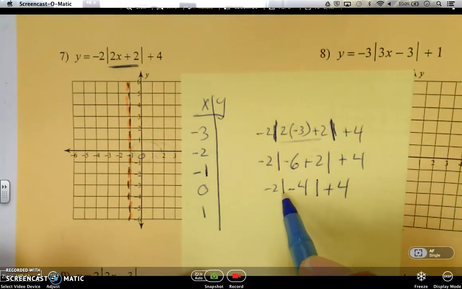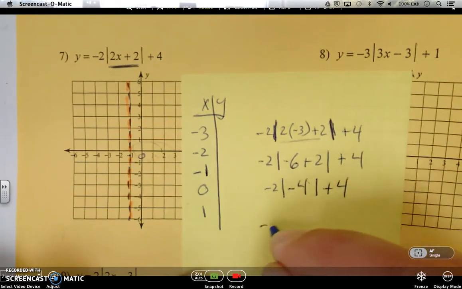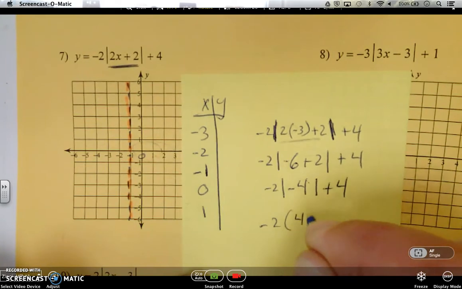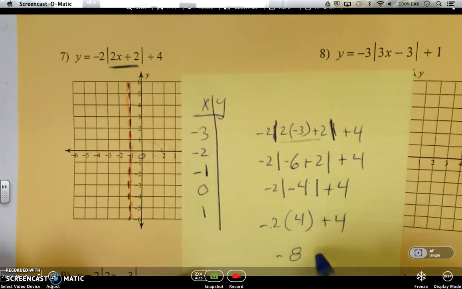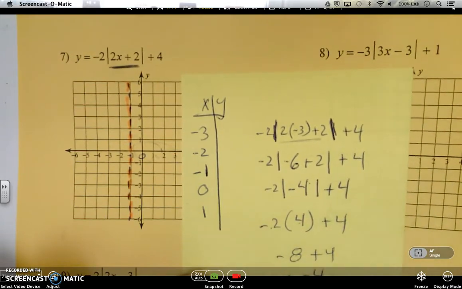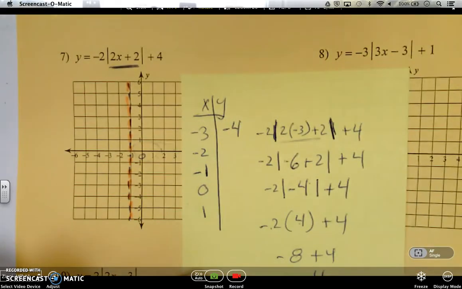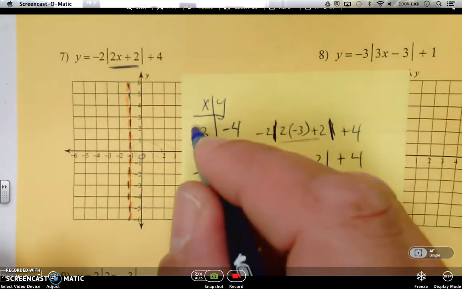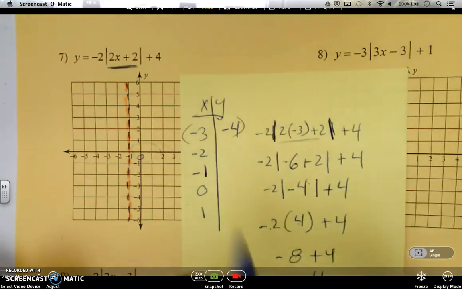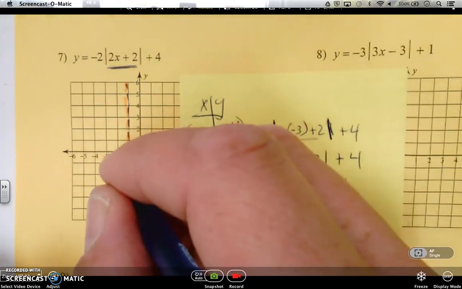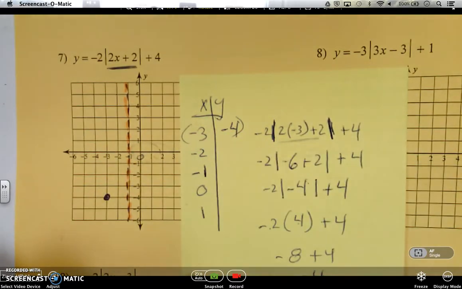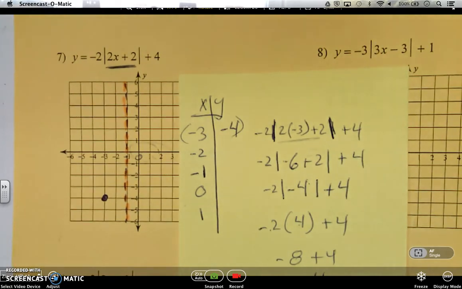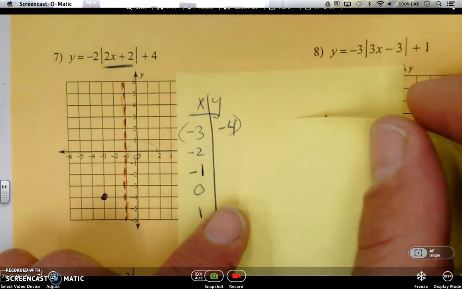Next, we have the absolute value. We've got to get rid of that. -2 absolute value of -4 will become just 4. So -2 times 4 would be -8 plus 4, which is -4. -3, -4. All that work to get that 1 point. So let's go -3 and -4. That's 1 point. Alrighty. Let's run through that again with the next point.